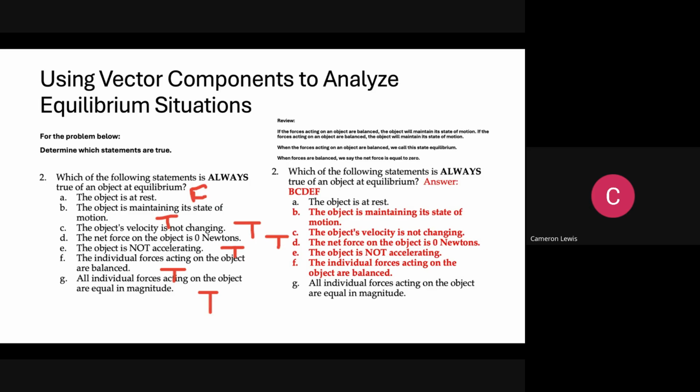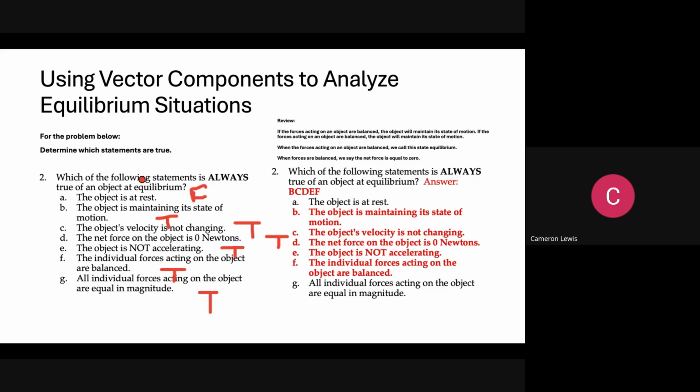So basically, A and G are the ones that are false, but everything else is true. Now, is anybody confused why B, C, D, E, or F is true and want me to go over those? Or are we good on those? Oh, I'm good. All right.